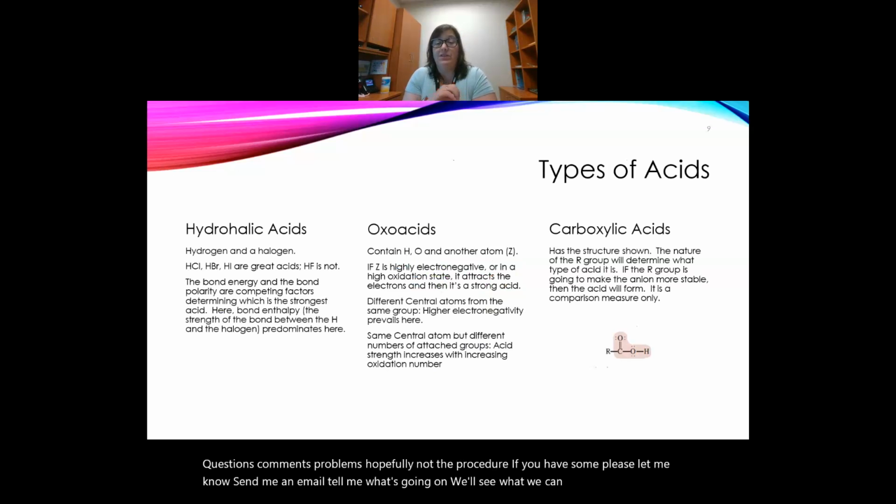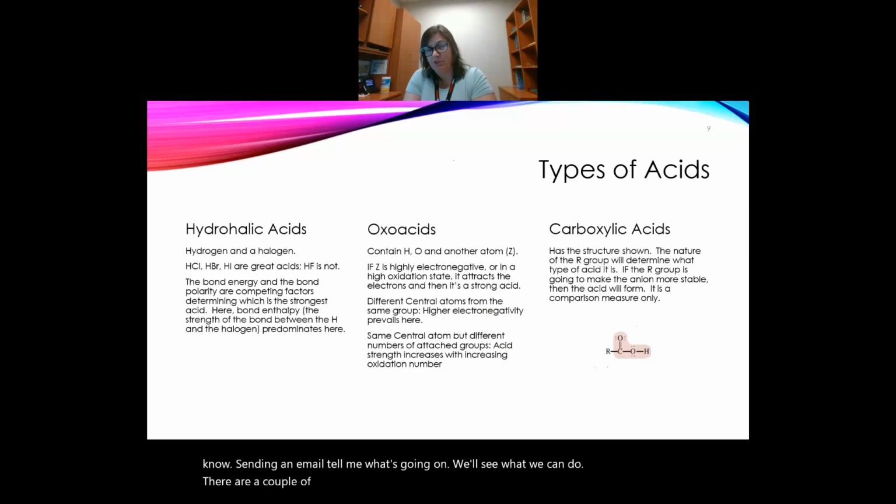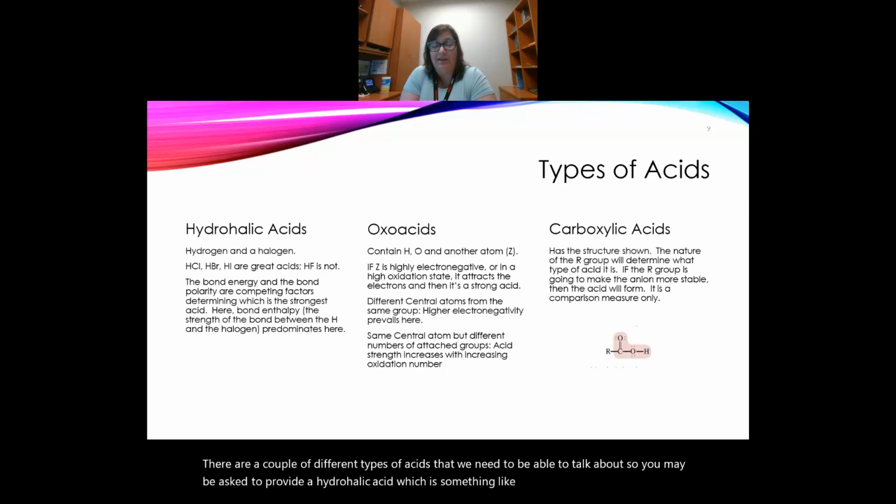Now, there are a couple of different types of acids that we need to be able to talk about. So you may be asked to provide a hydrohalic acid, which is something like HCl, HBr, HI. So an H attached to a halogen is really what we're looking at. Remember, however, that HF is not a hydrohalic acid, and that's because HF is not a strong acid.